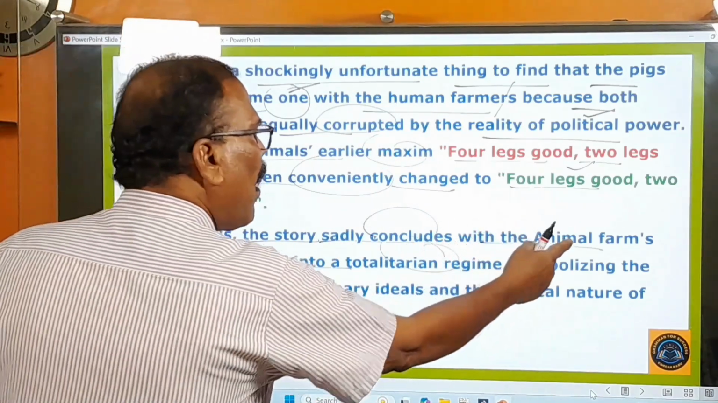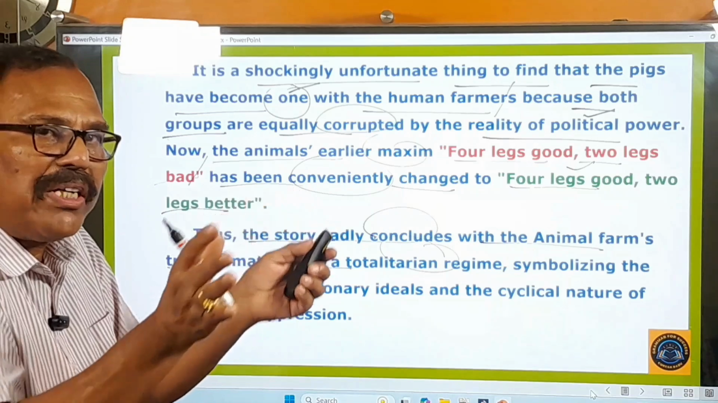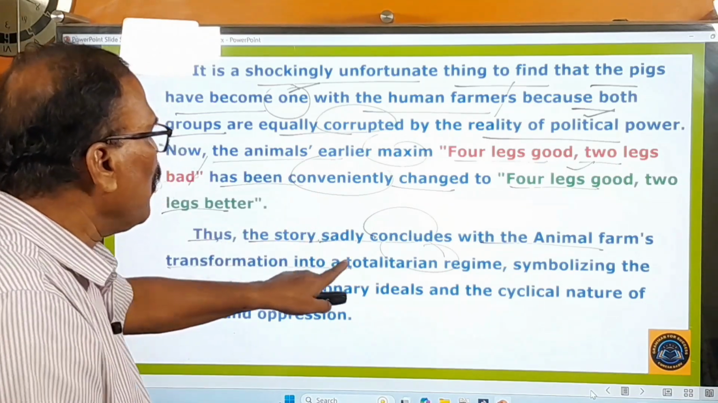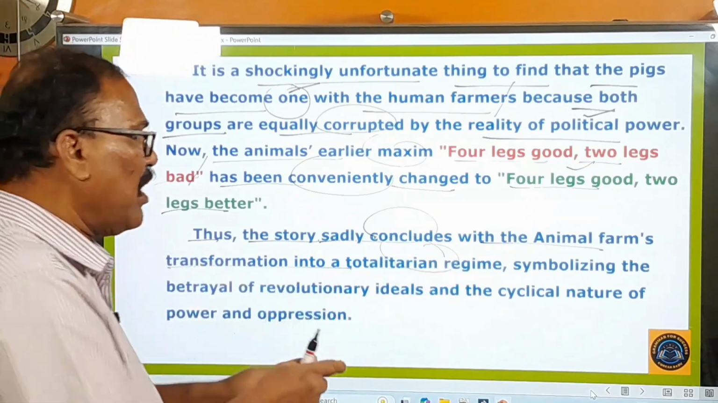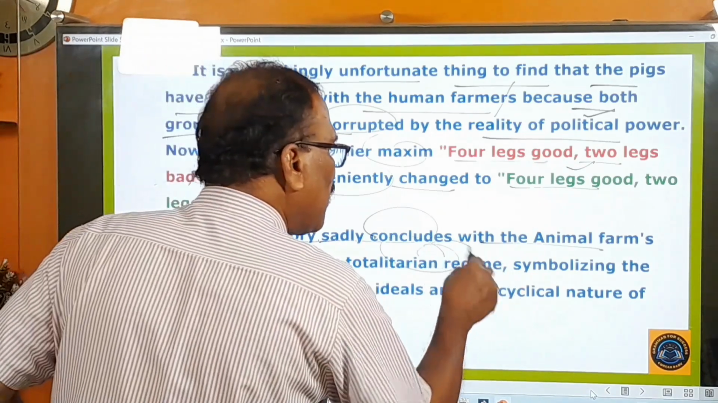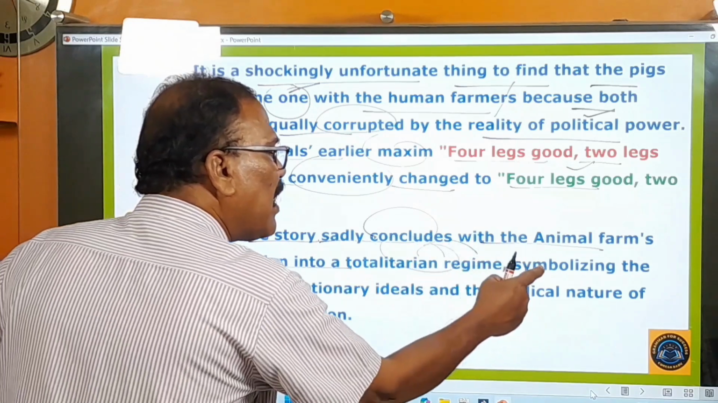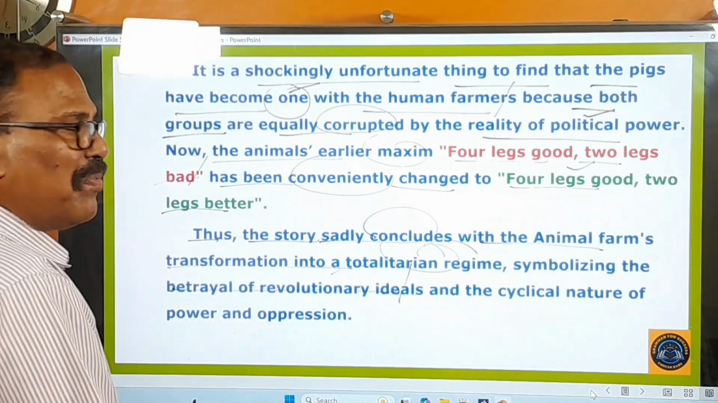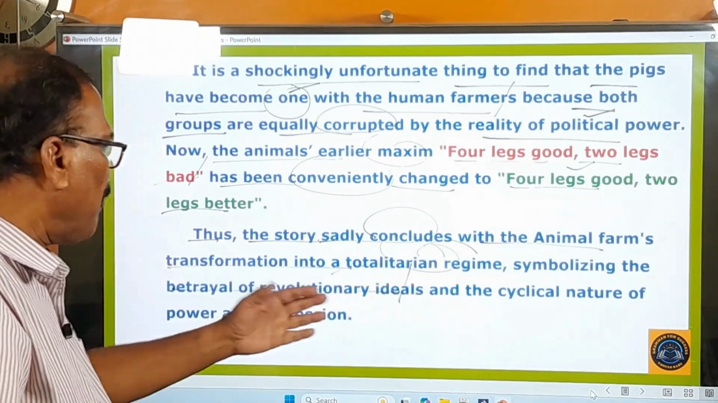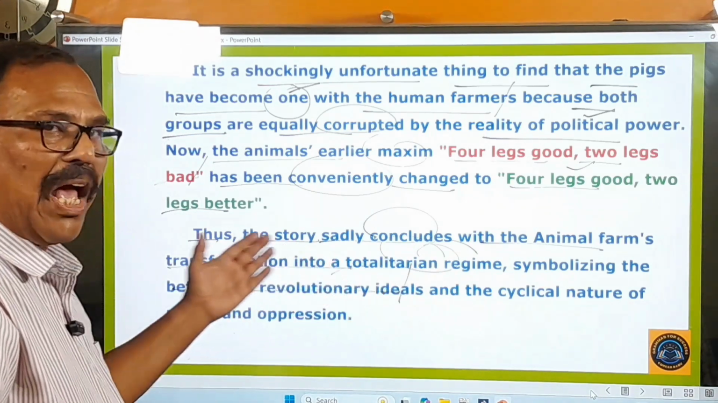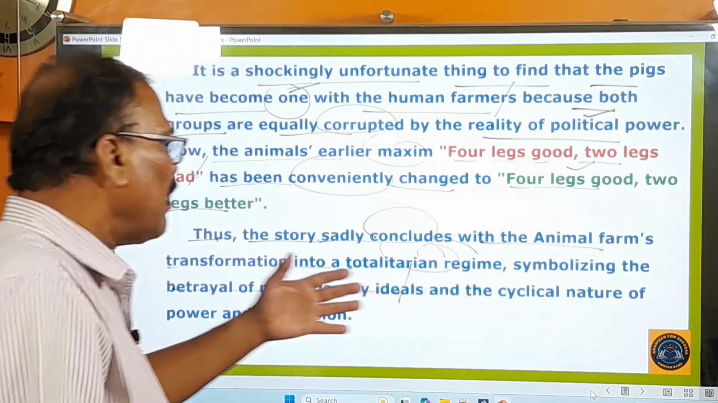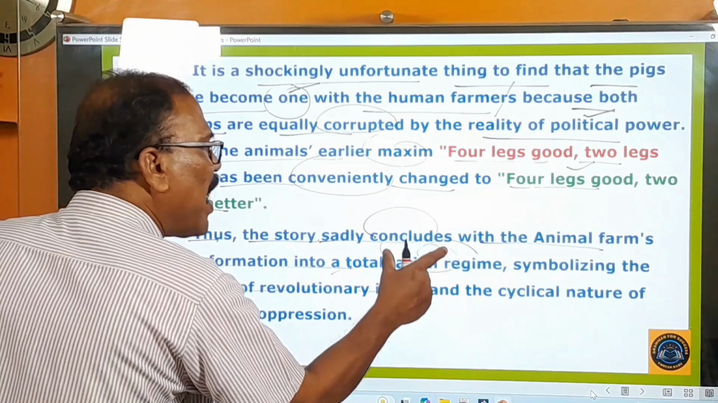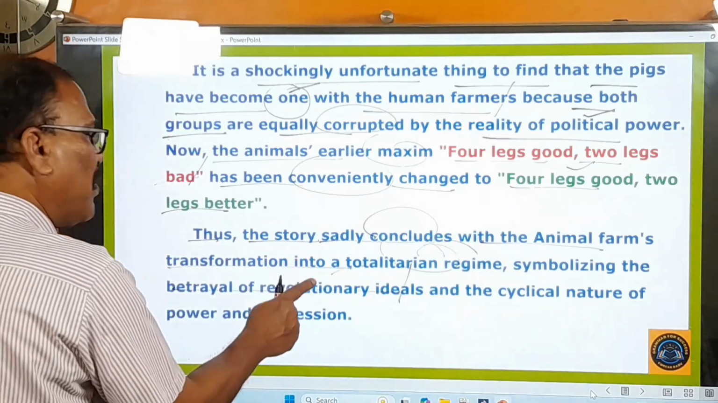Anyway, this Animal Farm once upon a time was a democratic place, but now has become transformed into a totalitarian regime. Symbolizing, that means standing as a symbol. What is this totalitarian regime standing as a symbol for? It is standing as a symbol for betrayal of revolutionary ideals. You know very well, in this totalitarian regime, what happened? The revolutionary ideals have been betrayed, and the cyclical nature of power and oppression. So this totalitarian regime stands as a symbol for betrayal of revolutionary ideals.